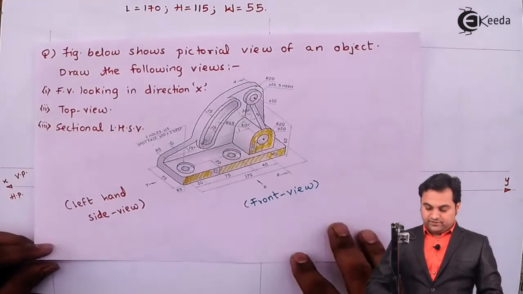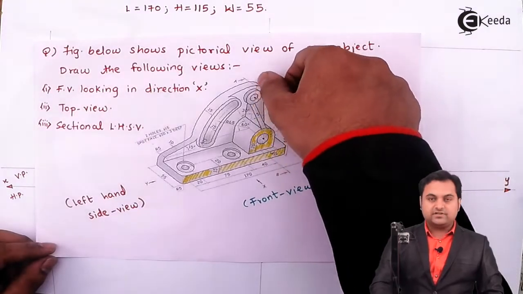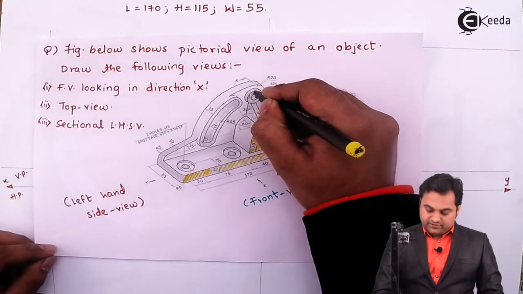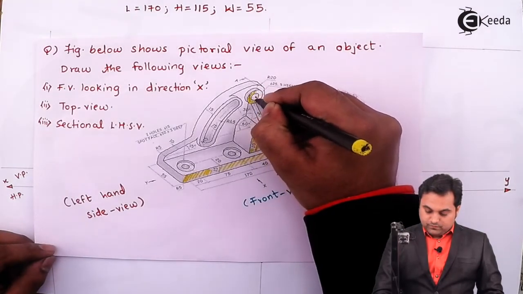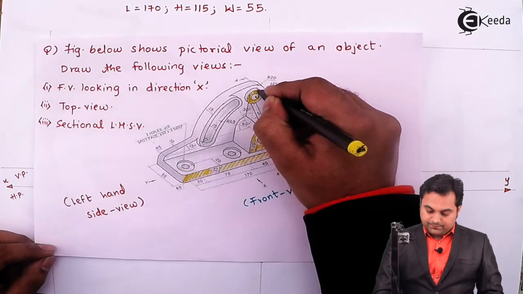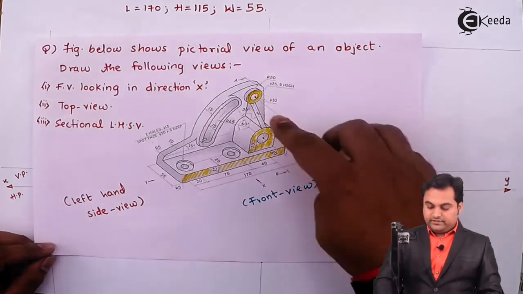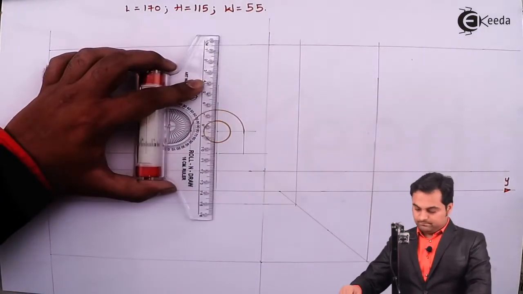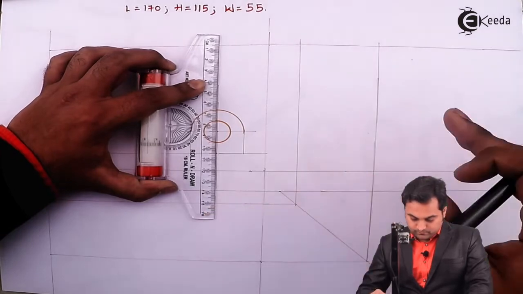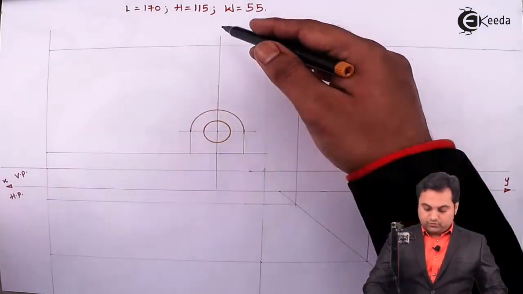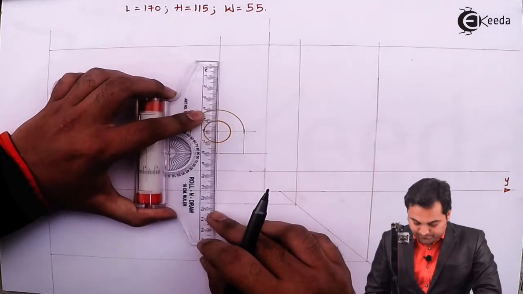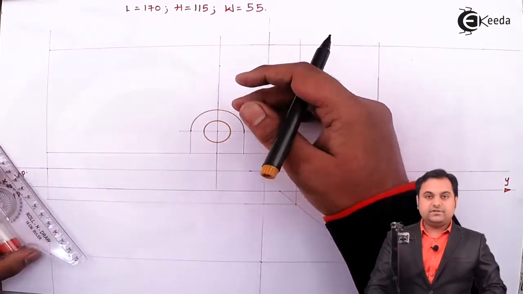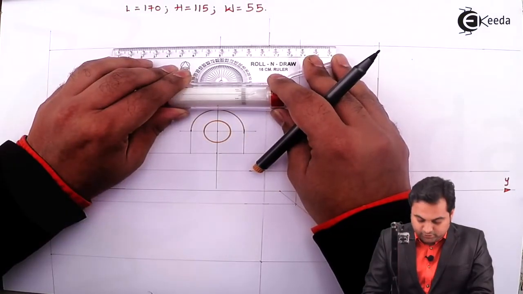Then after this, along the same center, if I see, at the top also there is one circular surface, the surface which I am shading here. Now I locate its center. So the center to center distance is 60 mm. So over this vertical line, I'll measure 60 mm and get this center. Through it, I'll draw a light horizontal line.